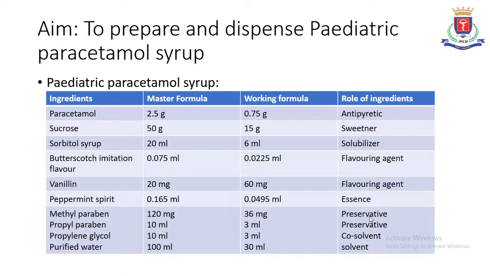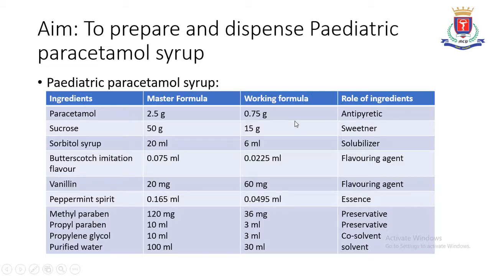Paracetamol belongs to the BCS class 2, that is, which shows low solubility and high permeability. So in order to dissolve the paracetamol in syrup, some solubilizing agent is required. So hence we are using as a co-solvent propylene glycol. And purified water up to the volume you have to adjust. So here I have discussed both the master formula and the working formula. So we are preparing around 30 ml of syrup. So I have calculated the quantities accordingly for 30 ml of syrup.